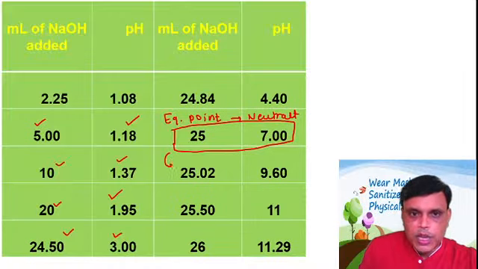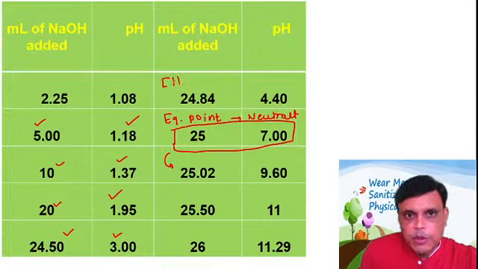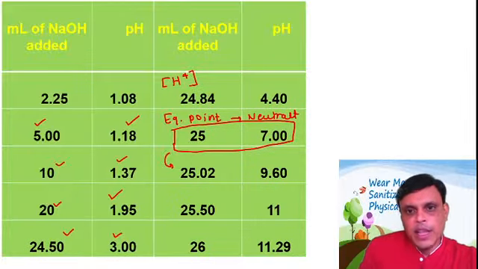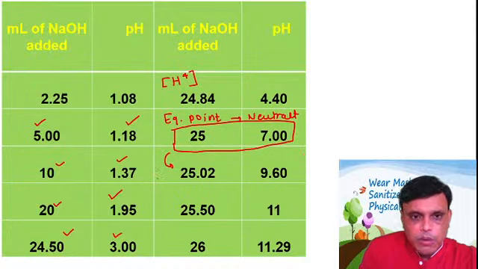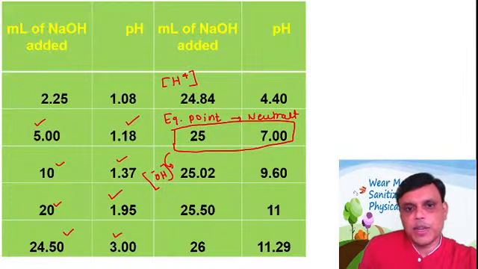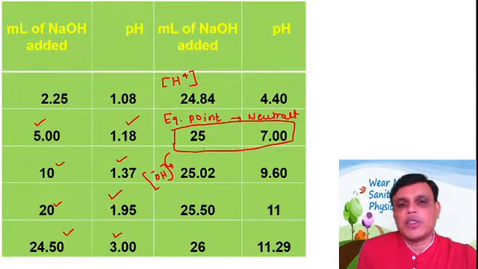After the equivalence point, आप लोगों को यहाँ तक क्या calculate करना था? Before the equivalence point, you have to calculate the concentration of H plus ion. After the equivalence point, you have to calculate the concentration of OH minus ion. That means after the addition of 25 mL.